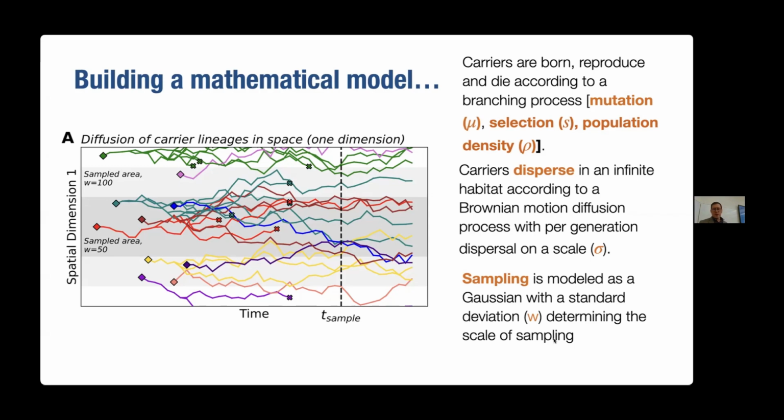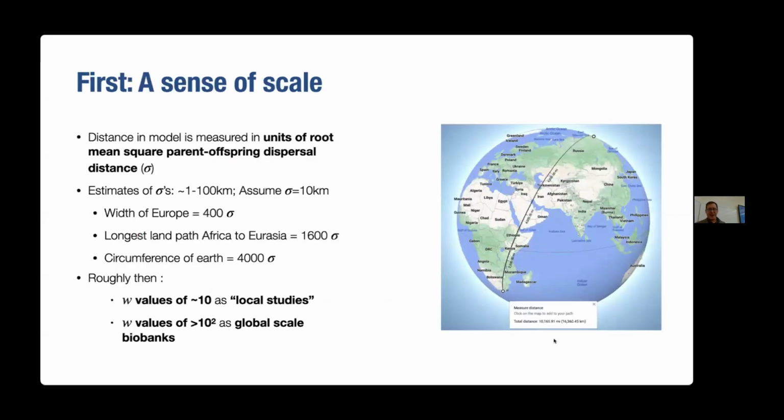To set up this scale variable, this is very spherical cow type stuff. The distance in the model is measured in terms of sigma, the mean square parent-offspring dispersal distance, the scale at which offspring disperse from the average of their parents, or the parent in a haploid model. Estimates of sigma in humans vary from 1 to 100 kilometers, depending on where you are in geography and in time. But if we assume sigma is about 10 kilometers, then in those units the width of Europe is about 400 sigma. The longest land path from Africa to Eurasia, shown here, is 1600 sigma. The circumference of the Earth is 4000 sigma.